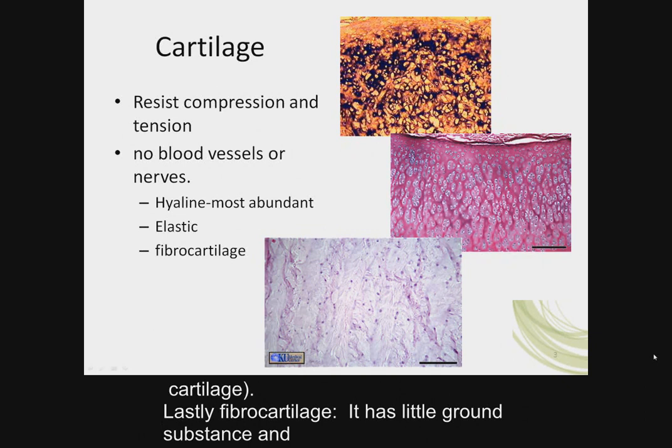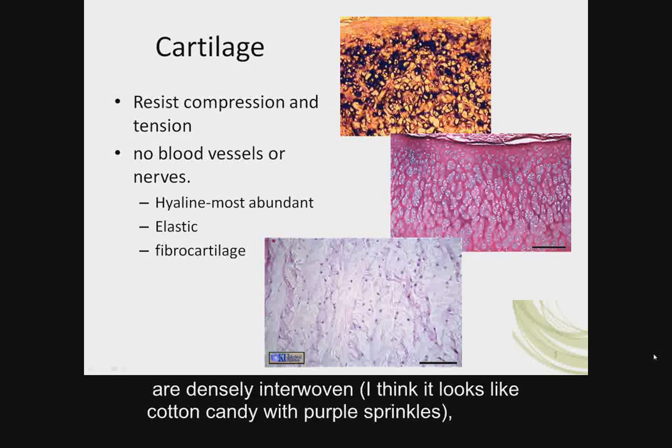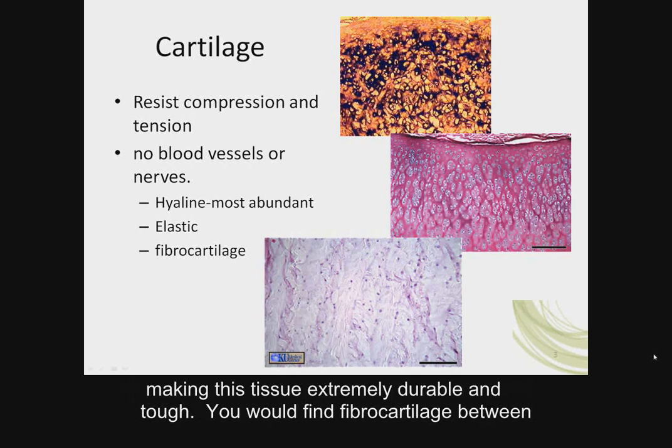Lastly, fibrocartilage. It has little ground substance, and the matrix is dominated by collagen fibers. You can see that the pink collagen fibers are densely interwoven. I think it looks like cotton candy with purple sprinkles, making this tissue extremely durable and tough.